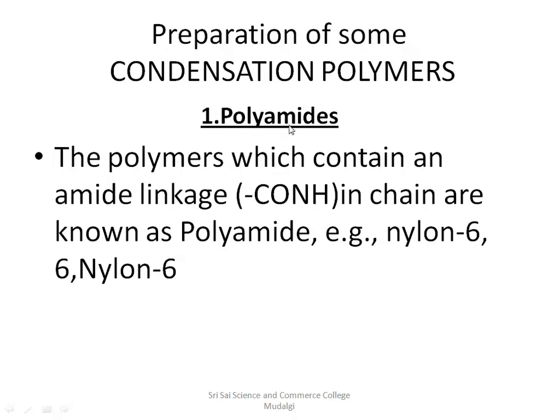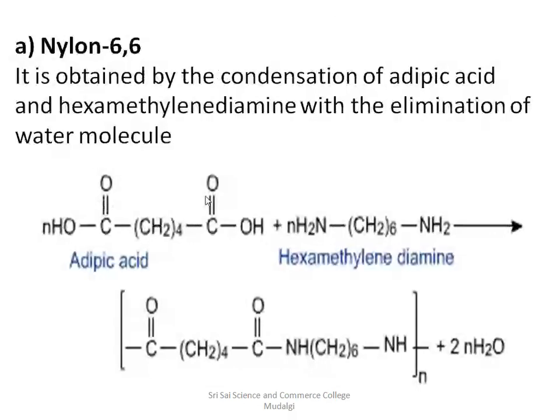So polyamides are nothing but polymers which consist of the amide linkage, such as CONH groups. Examples include nylon 6,6 and nylon 6. There are two different polymers here, dear students. Nylon 6,6 is one example and nylon 6 is another. We are going to study the preparation of both. These two come under the examples of polyamides, and polyamides are examples of condensation polymers. So we'll study the first polyamide polymer, that is nylon 6,6.